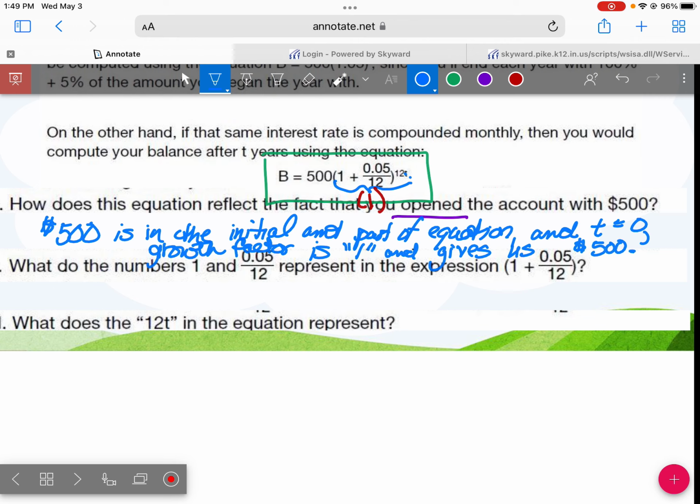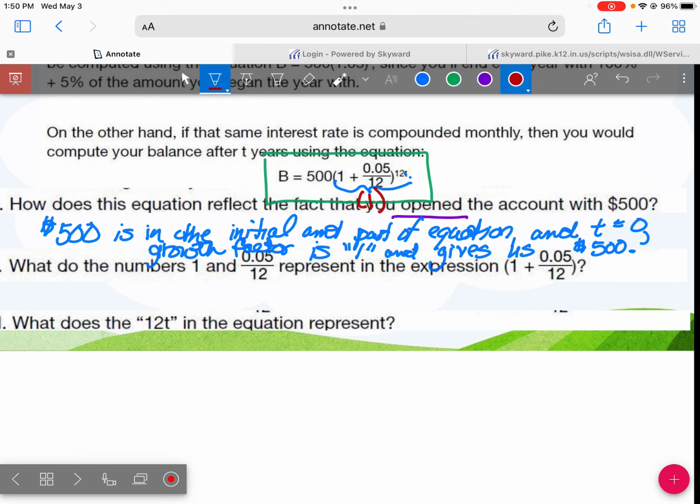So that tells us that $500 is the initial amount because T would be 0. Anything to the 0 power is 1. Does everybody understand that? All right. Then it says, what do the numbers 1 and 0.05 divided by 12 represent in this expression?